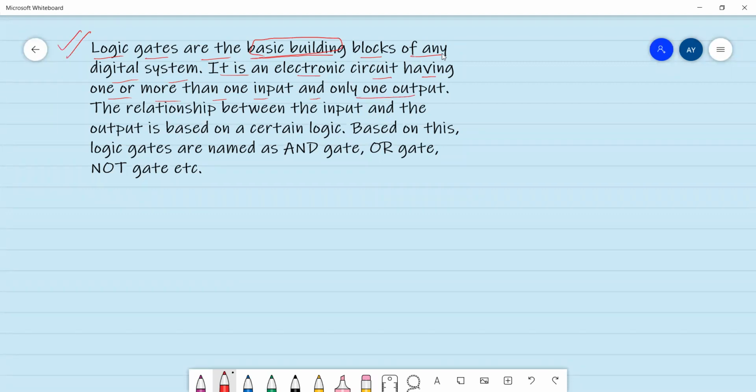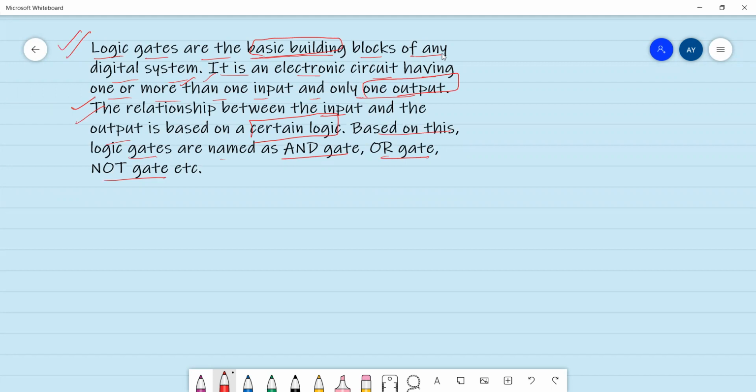So it may have more than one input, but the output is only one. The relation between the input and the output is based on the certain logic that we will be using. Based on this, logic gates are named, like you'll be having AND gate, OR gate, NOT gate, and then you'll have NAND, NOR, etc.